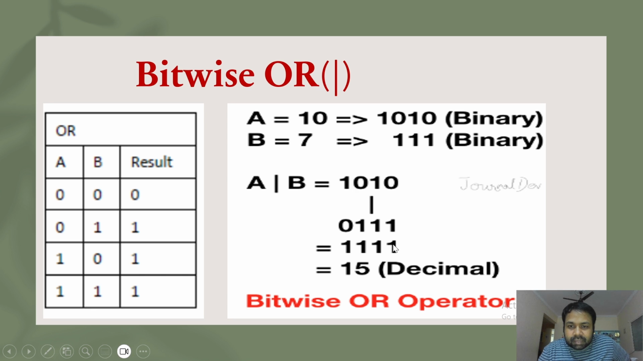0 or 1, what is the answer? 1. 1 or 1, the answer is 1. 0 or 1, the answer is 1. 1 or 0, the answer is 1. You see, 0 or 1, the answer is 1. 1 or 0, the answer is 1. Like that we are getting the answer 1, 1, 1, 1, which is the final answer. The natural number we are getting here is 15.